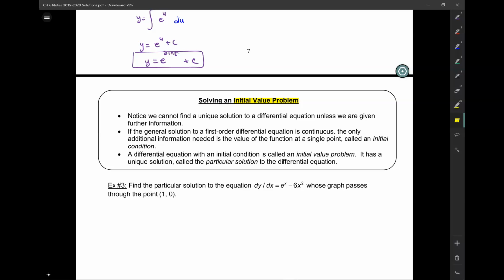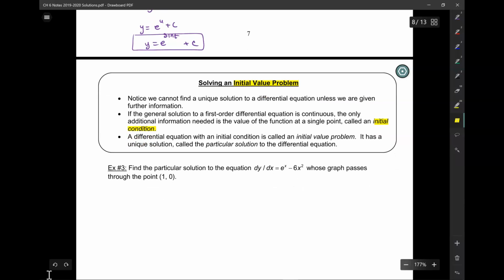So, in general, the solution to a first-order differential equation is continuous. If the general equation is continuous, right, we only need one other piece of information. All we need is a point, and that point is called the initial condition. So if you have a problem where you're given the initial condition, it's called an initial value problem, and then using that data point, you can find a single solution, which is called the particular solution to the differential equation.